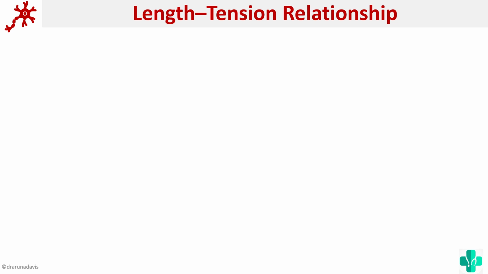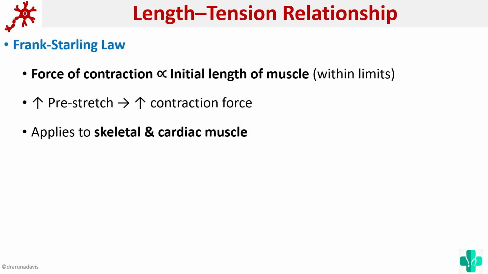Now, what is Frank-Starling's law? That is also related to length and tension. The only difference is that there we are talking about the length of the muscle as a whole and not of the sarcomere. There we say the force of contraction is directly proportional to the initial length of the muscle within physiological limits. So if we stretch the muscle a bit before contraction, then the contraction force would be more. This property is applicable mainly for skeletal and cardiac muscle and not much for smooth muscle. So that is our first relationship, the length tension relationship.